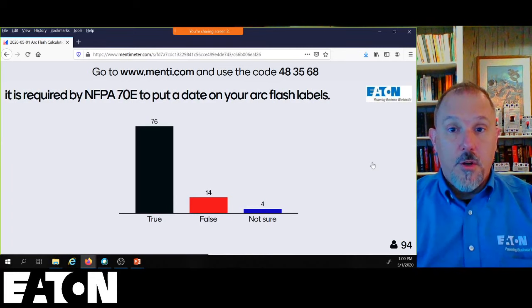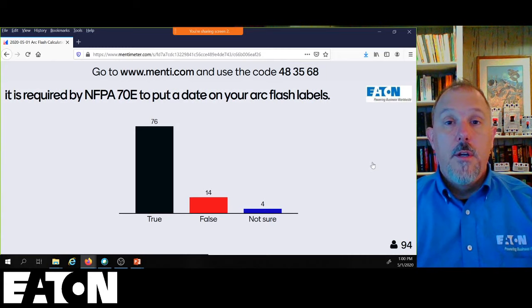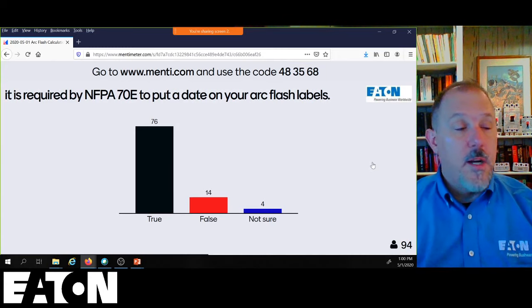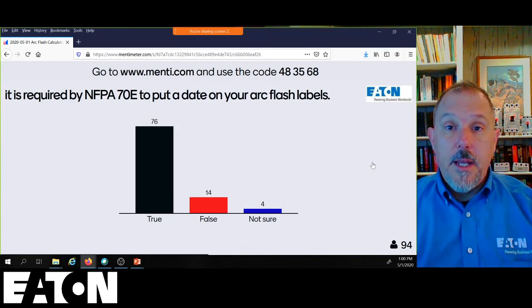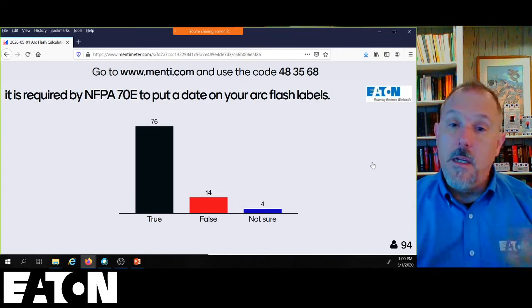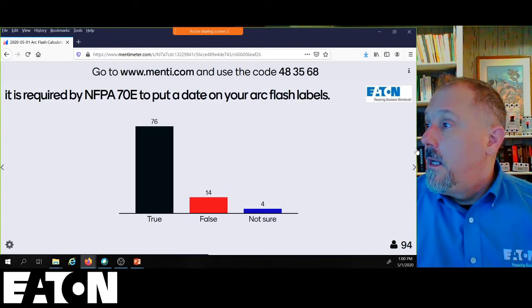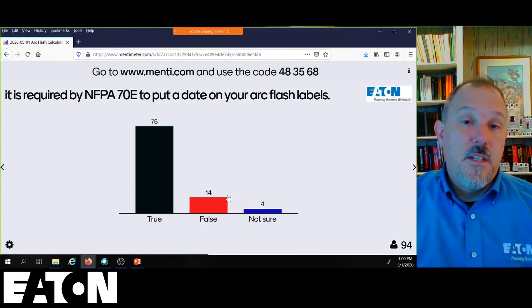Even from the electrical workers' perspective, they need to know how old the label is that they're looking at. You walk up to a piece of equipment, was it done yesterday or was it done 10 years ago? In my opinion, it's all about the electrical worker. So I would say this is false.